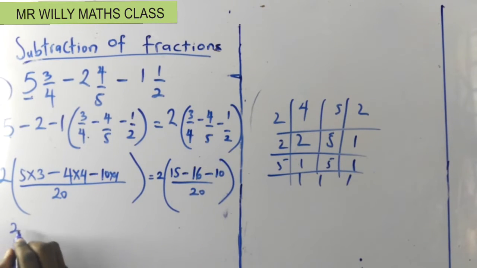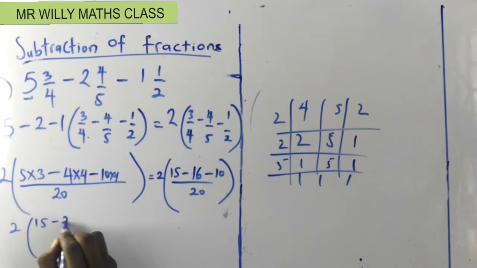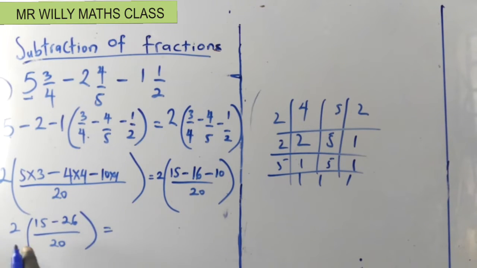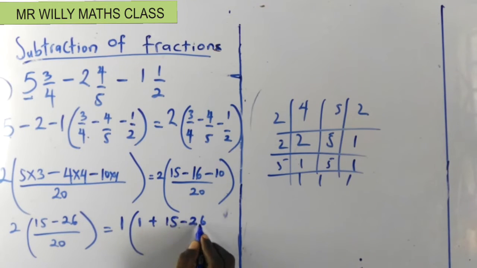You'll be having 2 bracket 15 minus 16 minus 10, that will be minus 26 over 20. Now, if you look at this fraction very well, you see that if we should solve further by saying 15 minus 26, we are going to have a negative value. All you need to do is that you borrow 1 from this 2, so it will turn to 1. And the 1 that you borrow from this 2, you put inside the bracket. That will be 1 plus 15 minus 26 over 20. And once you have done that, you just solve further.